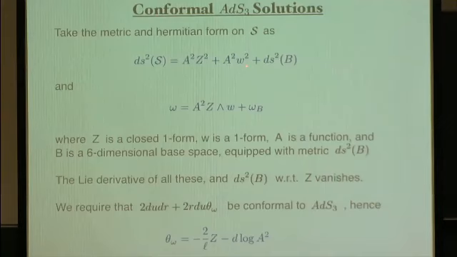I'm going to assume that the Lie derivative of everything with respect to Z vanishes up here, and I'm going to take the Hermitian form omega, which I need in order to construct this near horizon solution, to be a squared Z wedge omega plus omega B, where omega B is a Hermitian form on this base space B here. Now, as I said, we're going to require that the bit which is 2 du dr plus 2r du theta in the metric should be conformal to AdS3, and this gives us a condition on the Lie form theta to be theta is minus 2 over L z minus d log a squared.